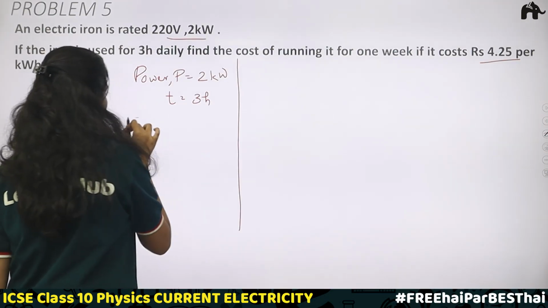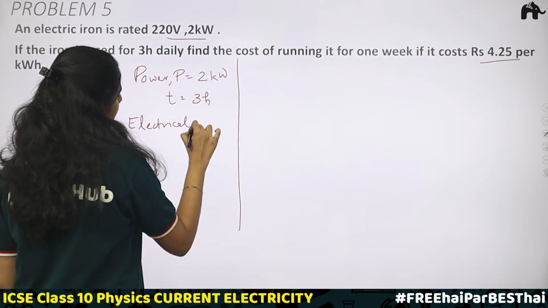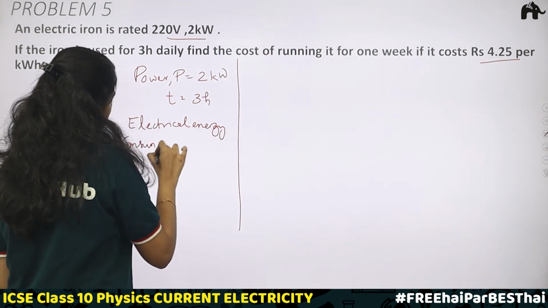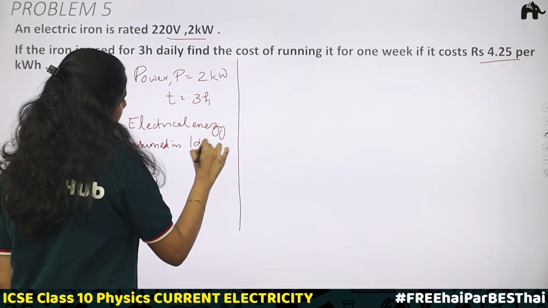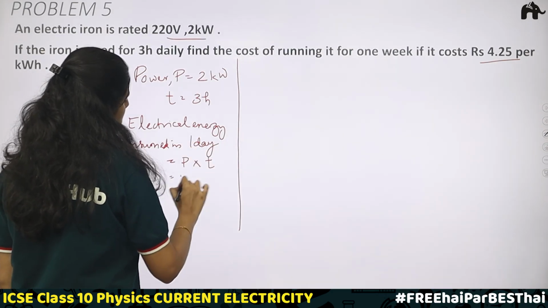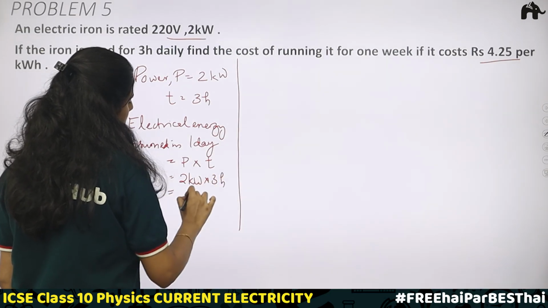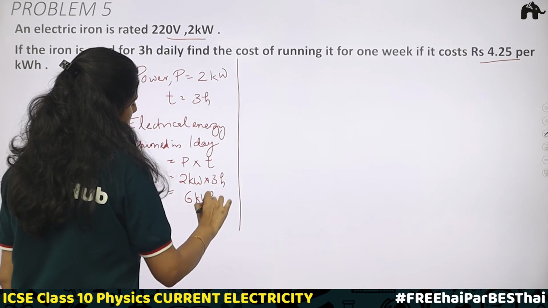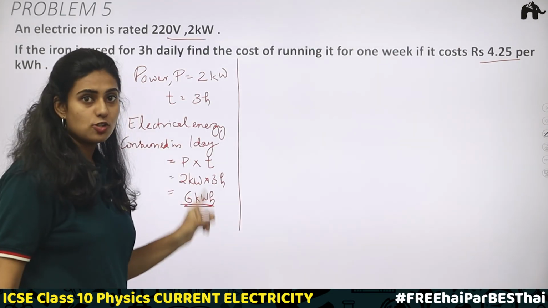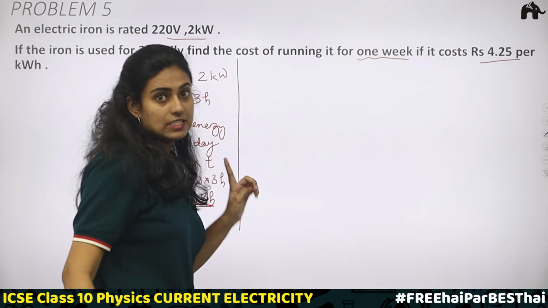Therefore, we can calculate the electric energy consumed in 1 day, which will be equal to power into time. Power is 2 kilowatt into 3 hours, which is 6 kilowatt hours. 6 kilowatt hours is the electric energy consumed in 1 day. How many days do we have to find? We have to find for 1 week, 7 days.